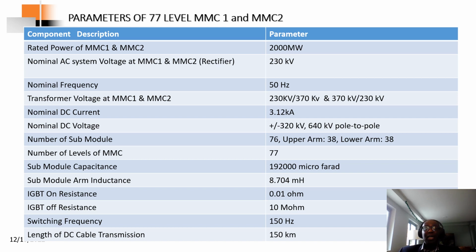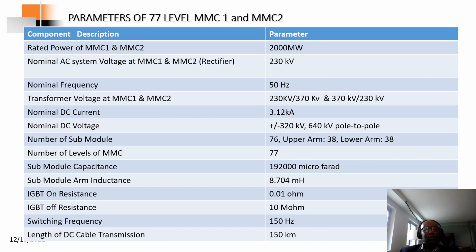Likewise, on the onshore MMC, same thing. I should be able to step it down to the required transmission level voltage before the step-up transformer that steps it up from 230 kV to 400 kV. The nominal DC current is 3.12 kA. And for the DC voltage, I have plus or minus 320 kV and a pole-to-pole voltage of 640 kV.